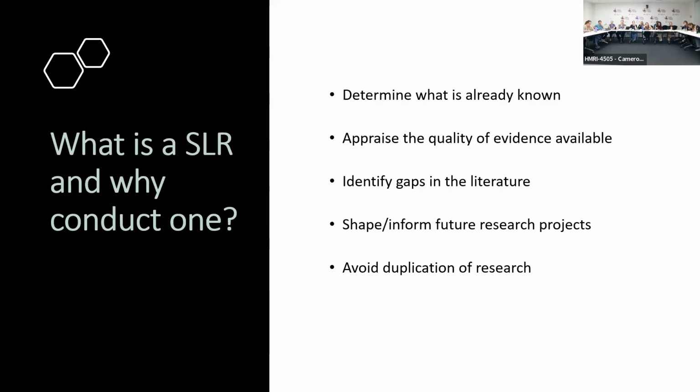You can obviously do one to identify gaps in the literature, and this is really important when you're setting up a PhD, for example. You kind of do a systematic review at the start sometimes and then build your PhD base from that. You can shape and inform future research projects. So for example, if I wanted to design an intervention, I might do a systematic review of all the different components out there of interventions and why that might be important. And it avoids duplication of research. You know enough about this topic, here it is summarised beautifully for you. Maybe we don't need to look into that again.